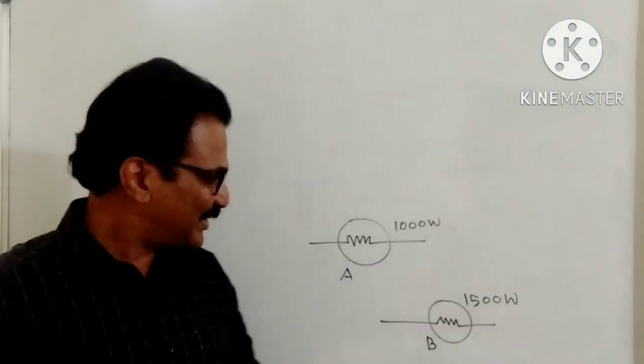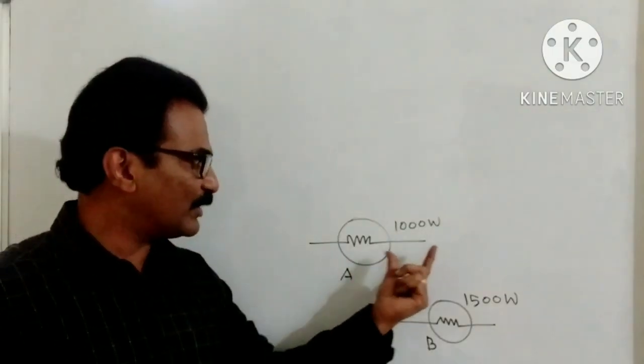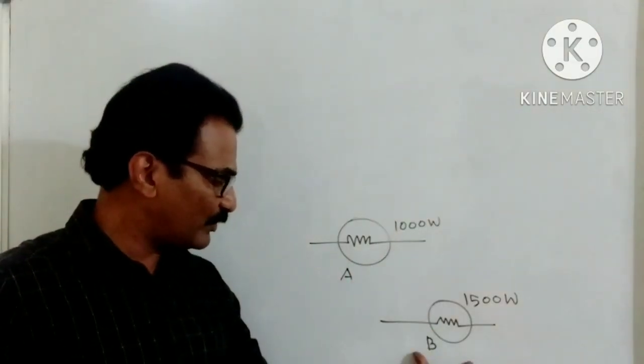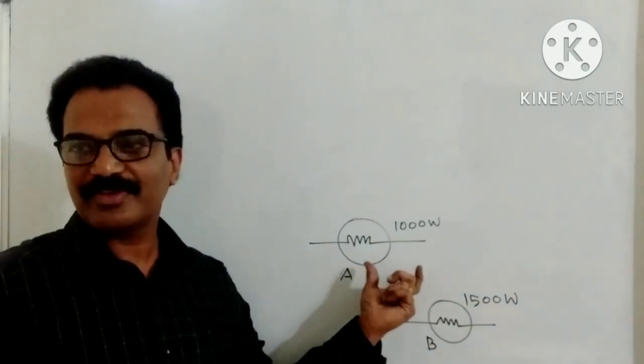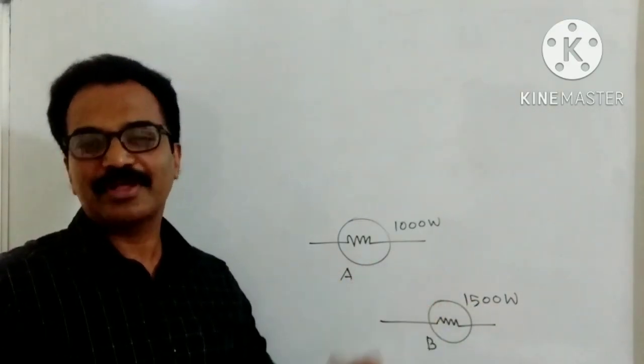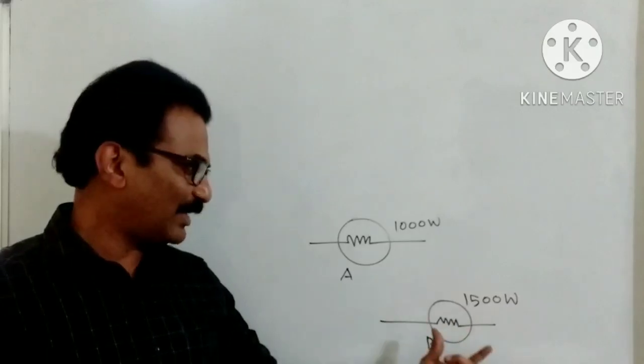Question number 1. Choose the most appropriate response from the given options. What was your answer? The question is, there are two heaters. One is of 1000 watt, the other one is of 1500 watt. Which heater will have more resistance? B will have more resistance.